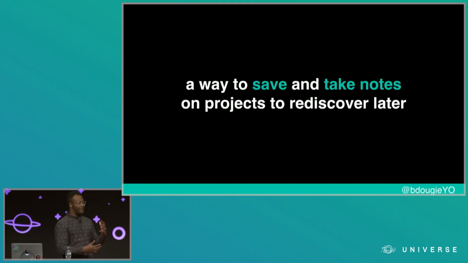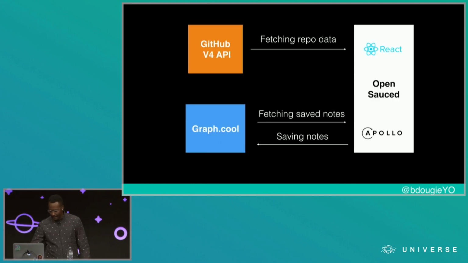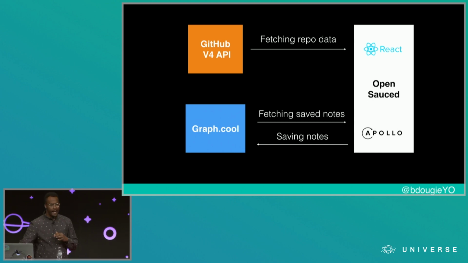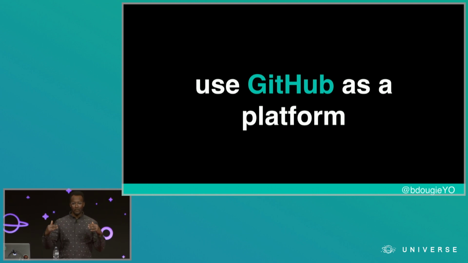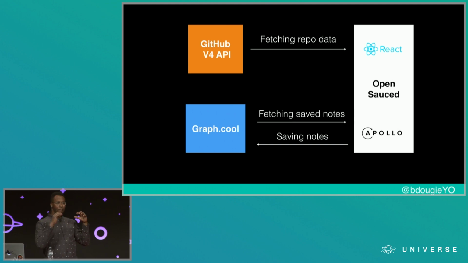It's a way for me to take notes and save GitHub repositories so I can contribute to these projects later. And this is basically the infrastructure. I use React on the front end, and I use the GitHub API as a back end. One thing that Kyle talked about in his talk is that they're really gung-ho on using GitHub as a platform, and that's exactly what I did here. I'm using GitHub as most of my back end.